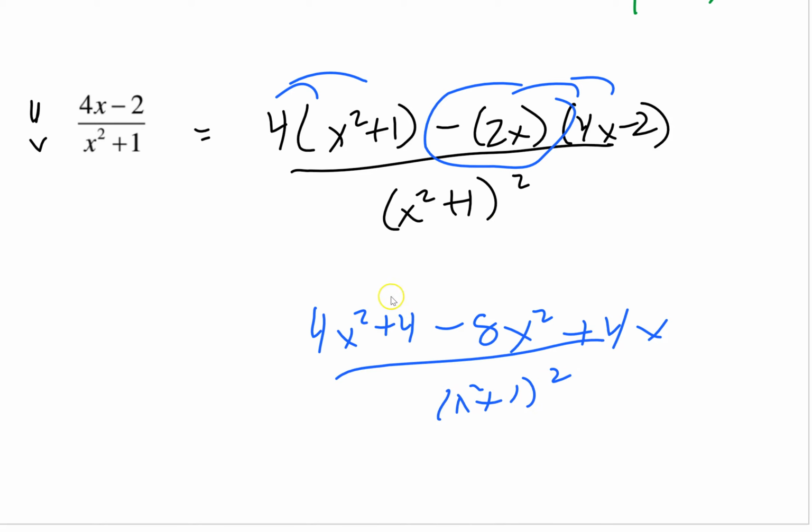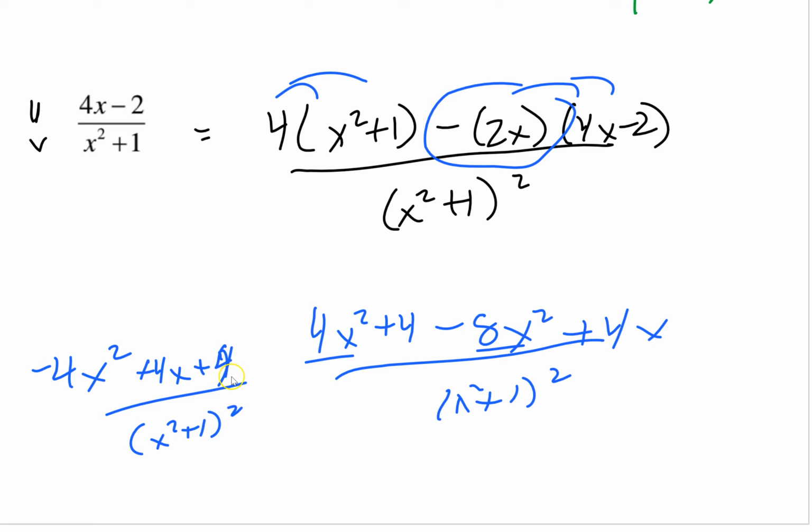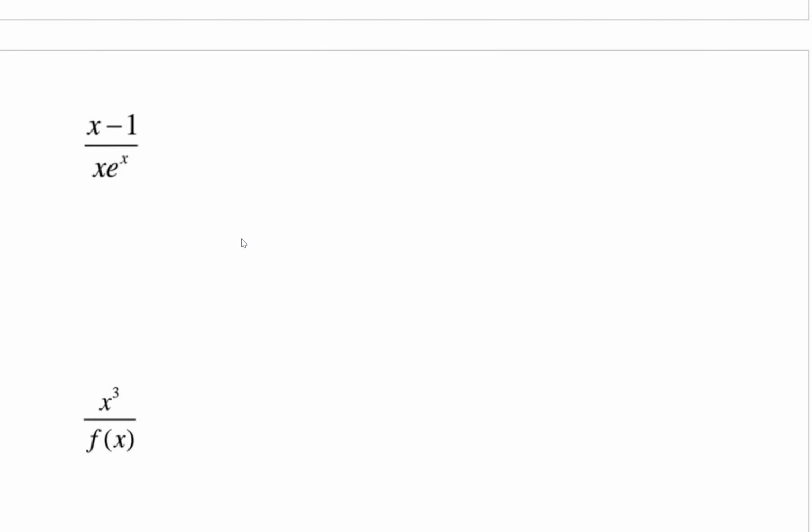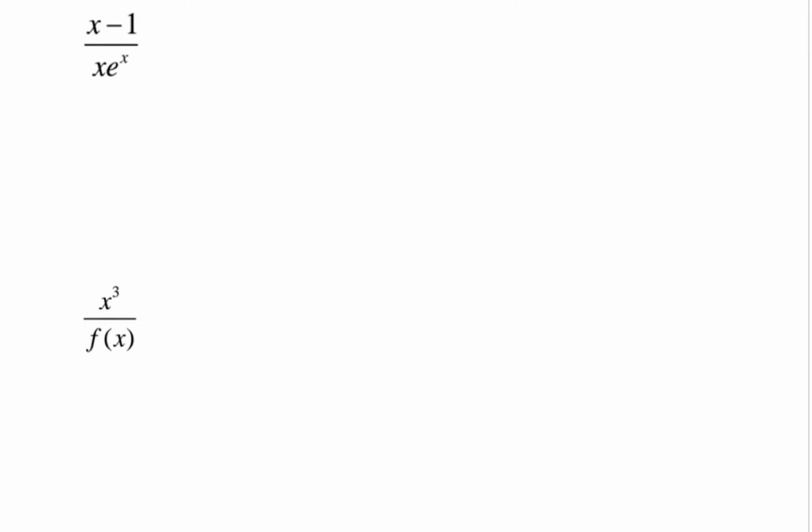Then I could add up, if you could read through my mess, like terms like these two. Negative 4x squared plus 4x plus 4 all over (x squared plus 1) squared. Right, so that's the idea. Again, if they don't specifically tell you, you can leave it like this. A few more, and then we'll be done with this.